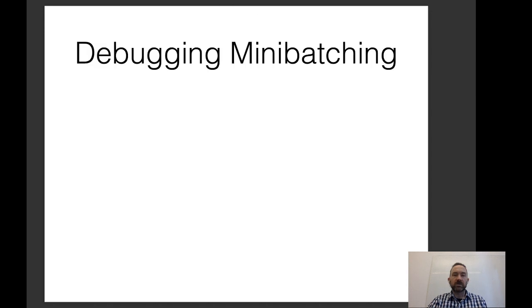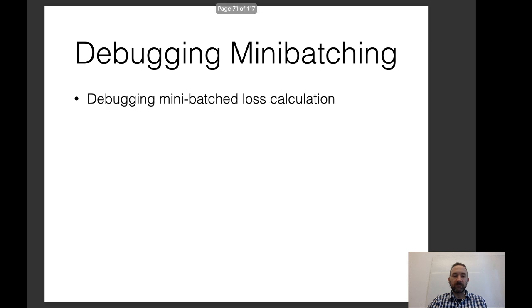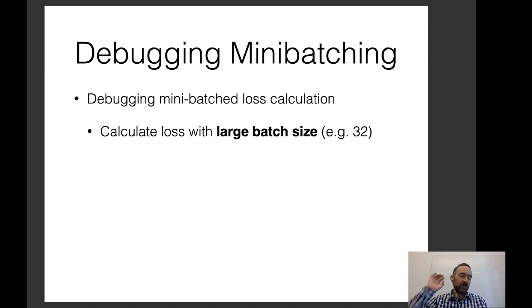So speaking of which, how do we debug mini-batching? When you have a mini-batched loss calculation, there's a way that you can measure whether you have done everything correctly and implemented this in an appropriate way. The way we do this is we take advantage of the fact that when you're calculating over mini-batches, you should still be getting the same result as if you calculated each of the elements of the mini-batch independently.